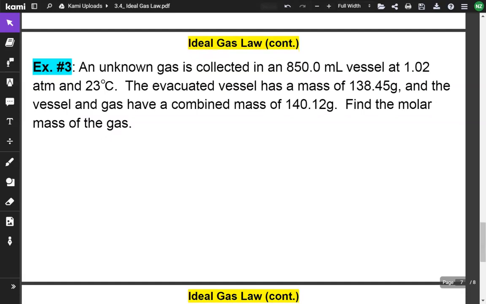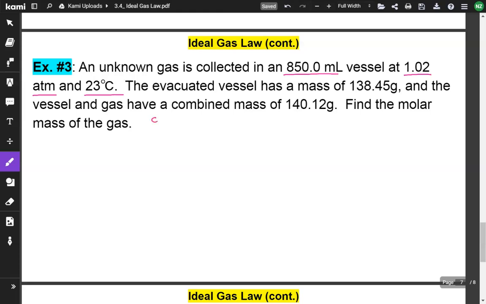It says an unknown gas is collected in an 850 milliliter vessel at 1.02 atmospheres and 23 degrees. The evacuated vessel has a mass of 138.45 grams, and the vessel and gas have a combined mass of 140.12 grams. Find the molar mass of the gas. All right, well, we've got a lot of information here. We have an atmosphere. We have a temperature. What else do we have? We have a volume. So we need to do a couple of conversions first.